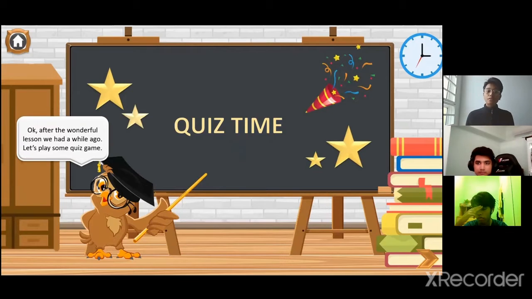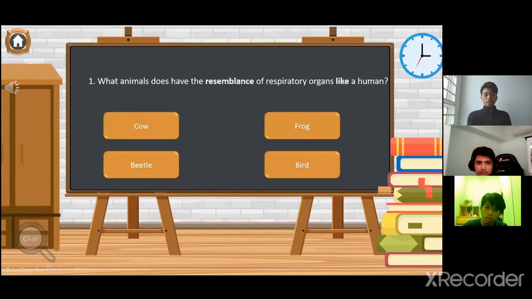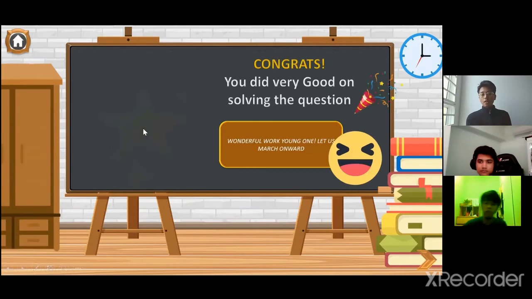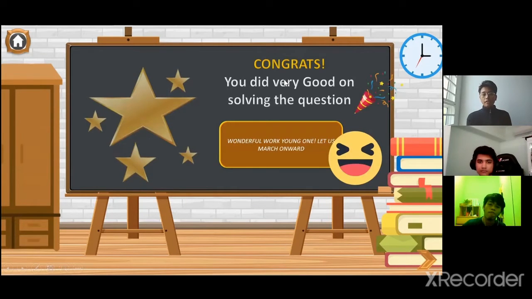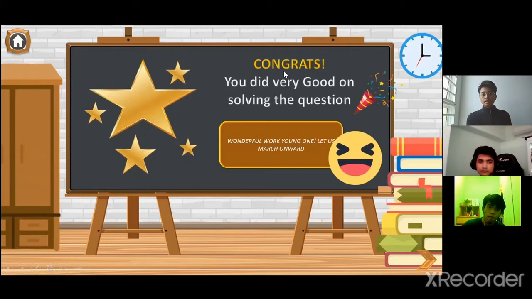After the wonderful lesson we had a while ago, let's play some quiz games. Okay, let's continue. What animal has respiratory organs resembling those of humans? So the answer is probably a cow. As you can see, congrats to those who answered correctly, and there's also a smiley face. Wonderful work, young one. Let us march onward.